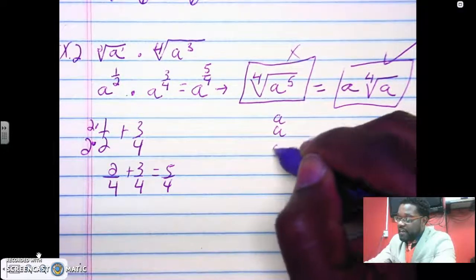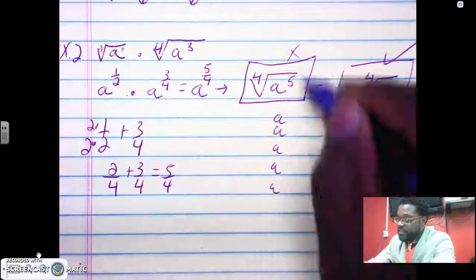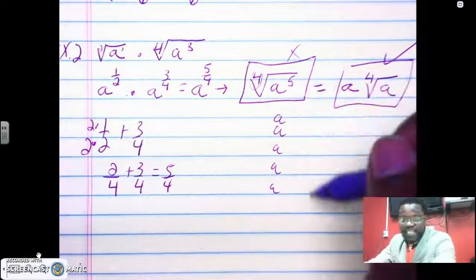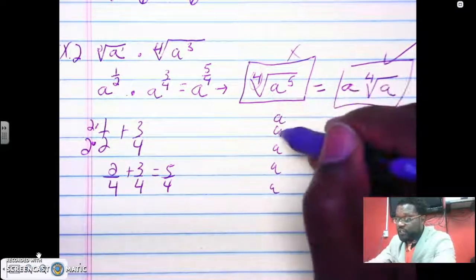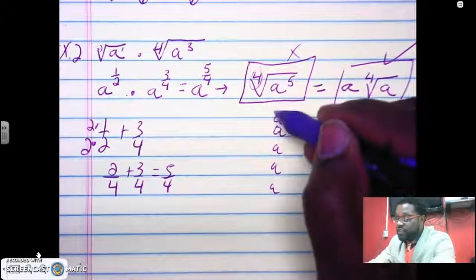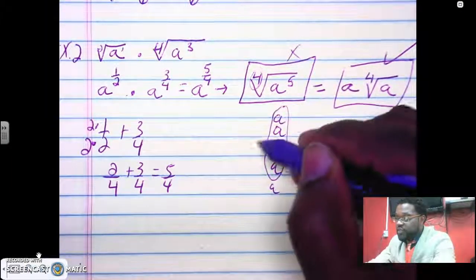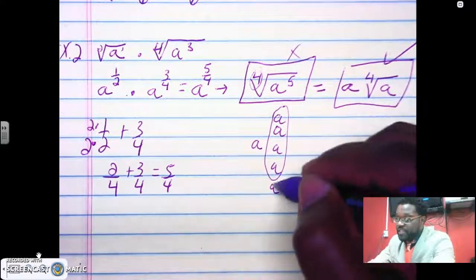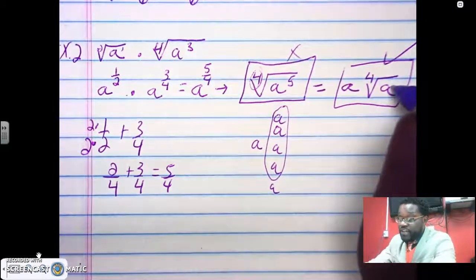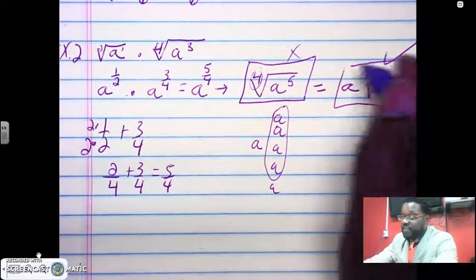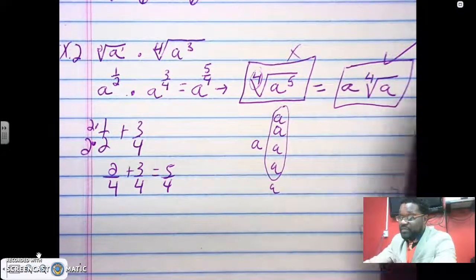If I write 5 a's, that's how many I have. The index tells me how many of one number or letter it takes for one of them to come out. And it takes 4. So here's 4 a's. So 1 a can come out. So that's the a that came out. And that leaves an a underneath. And so a fourth root of a is really the answer to that last example.